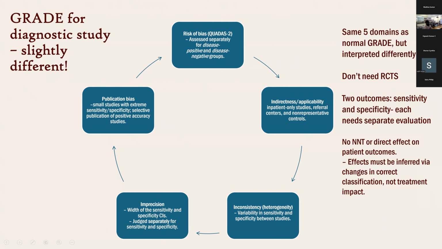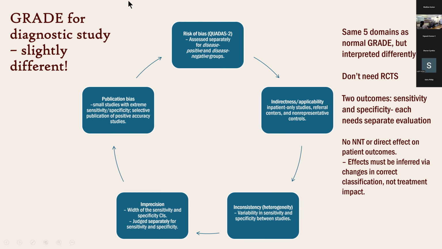The second thing is you have 2 outcomes. So you have to look at sensitivity separately, specificity separately. I'll come to that in my next slide. The other thing is they don't give you a direct number needed to treat or a direct patient outcome. So you have to interpret the test based on the sensitivity, specificity, or likelihood ratios, and interpret that to give it a score. So you have your risk of bias, where we're doing QUADAS, not ROB. For indirectness, you look at the patient setting, so that might change. If you're looking at only tertiary care, you might have a higher prevalence.